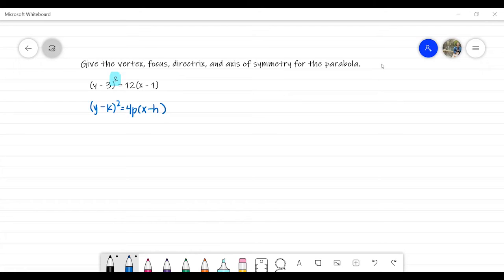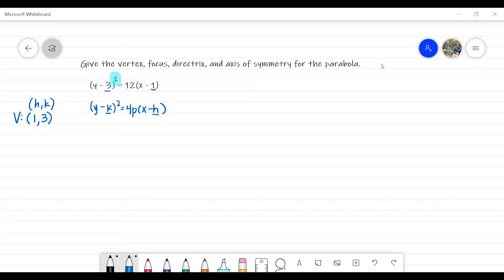So this allows us to determine what the vertex is, right? Remember, it's always, always, always (h, k). The x value always comes first. That's the whole point of an ordered pair. So in this case, I see h is 1 and k is 3. We don't have a need for a sign change this time, okay?